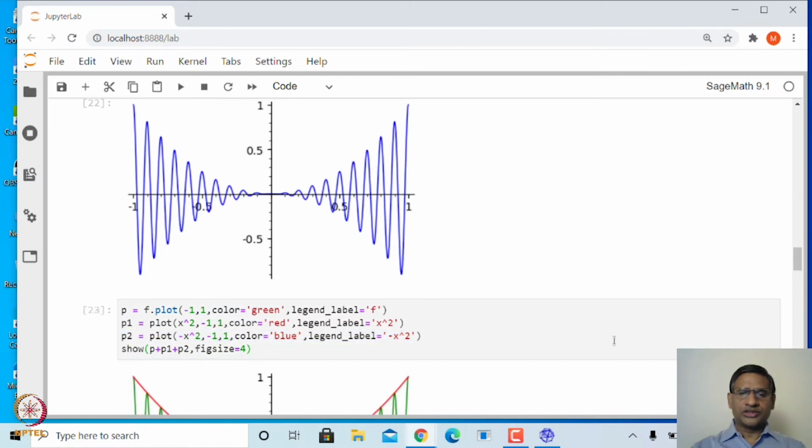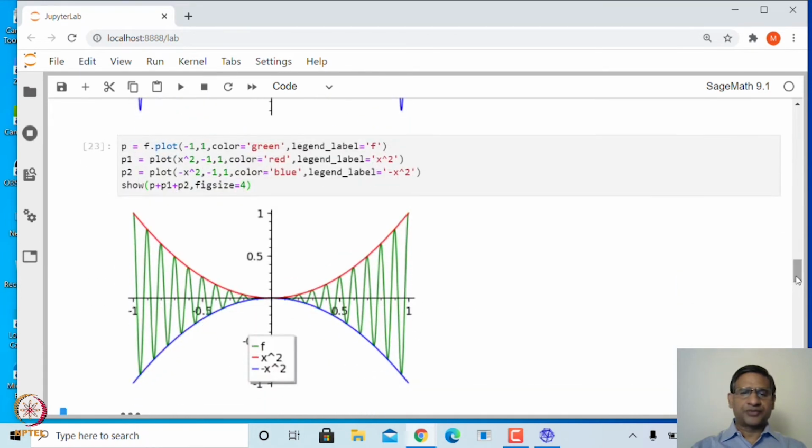So, when you plot this, you see that the graph of the function f(x) is sandwiched between y = x² and y = -x². Now, the limit of both x² and -x² at x = 0 is 0, and since the function is sandwiched between these two, the sandwich theorem tells you that the limit of the function f(x) will also be equal to 0 at x = 0.